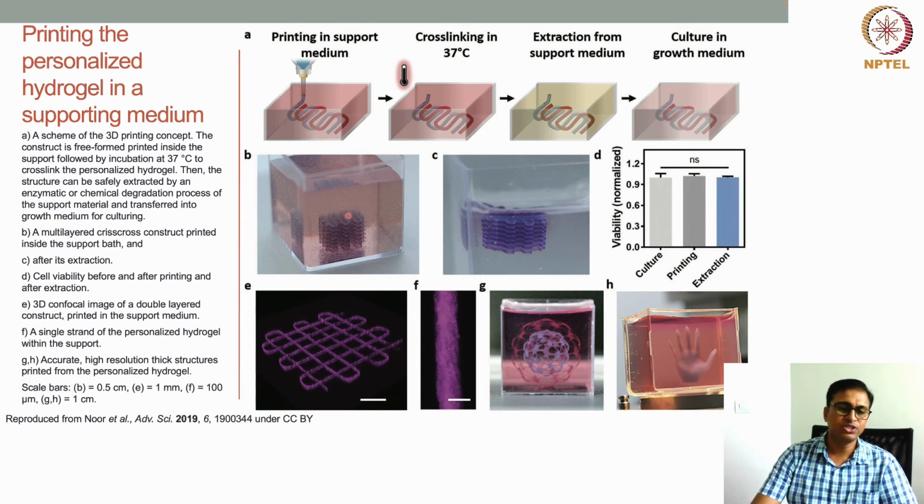So here, with that visualized tissue hydrogel, they have printed. You see here, a lattice structure is printed. A multi-layer viscous lattice structure is printed here within the support bath material. And then when they remove the support bath material, before and after, the structure looks similar to this.